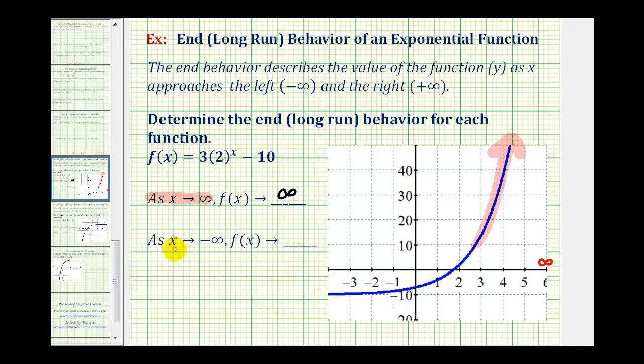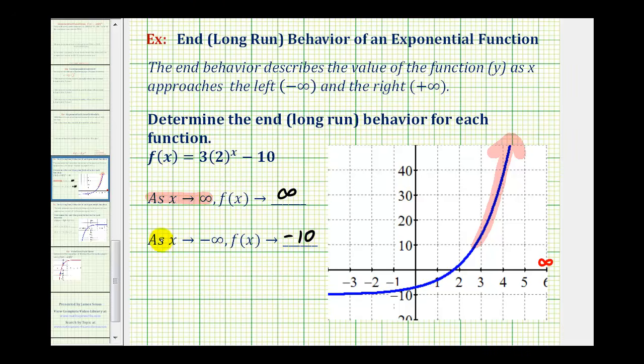Now let's consider x approaching negative infinity. Well, as x approaches negative infinity, notice how the exponents on the base 2 are now negative and getting smaller and smaller, which means 3 times 2 to the power of x is approaching 0, and since 0 minus 10 is equal to negative 10, as x approaches negative infinity, f of x approaches negative 10.